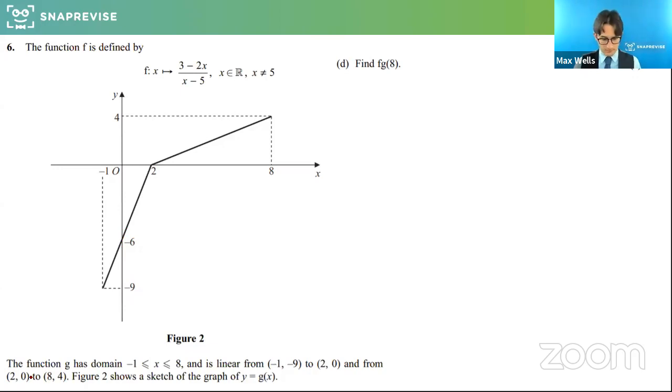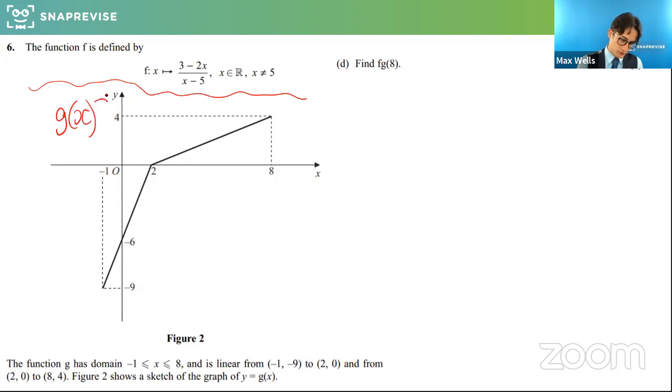Now, this is where it's a bit weird, because remember this bit was the g of x function. This was the f of x thing they told us at the start of the question. So f of g of 8, what we have to do here, again, it's a composite function. We have to see what happens when we put 8 into the g function and then use that output as the new input for the f function. Okay, so let's have a little look.